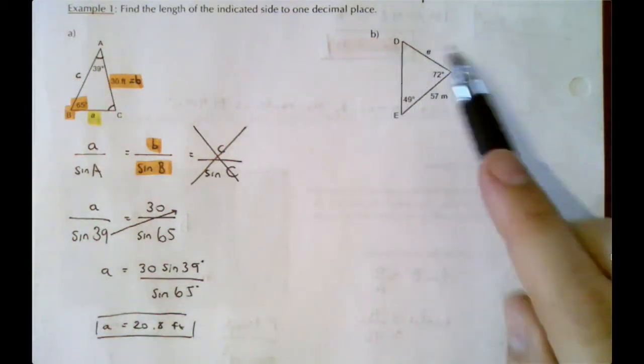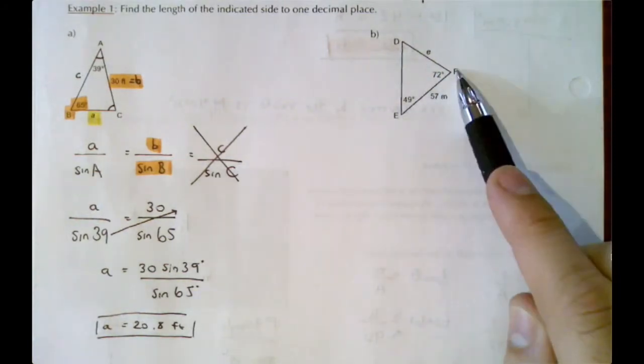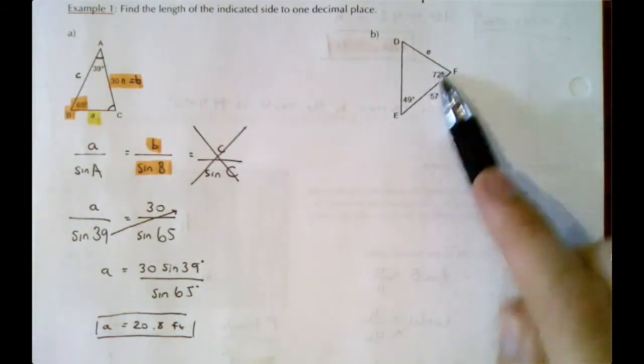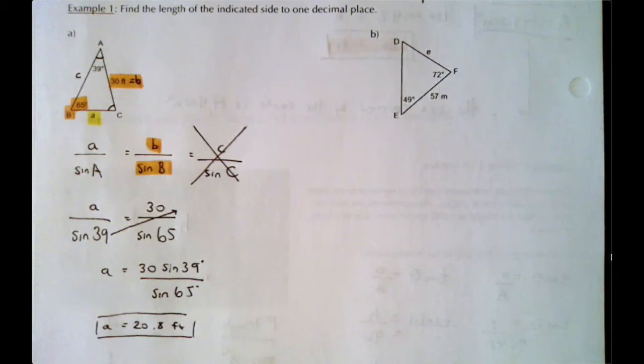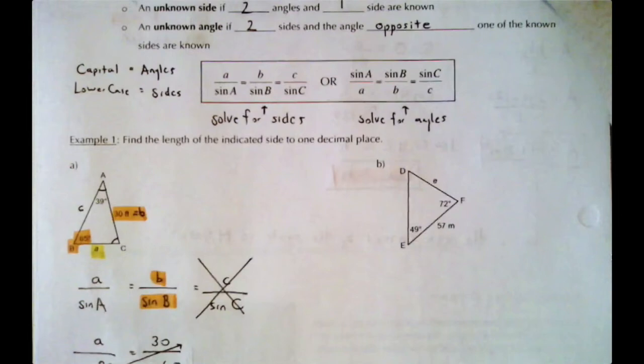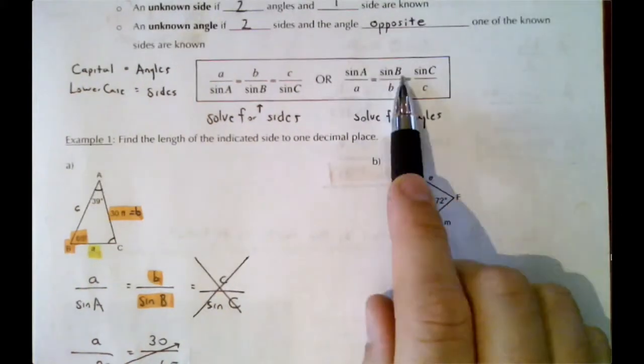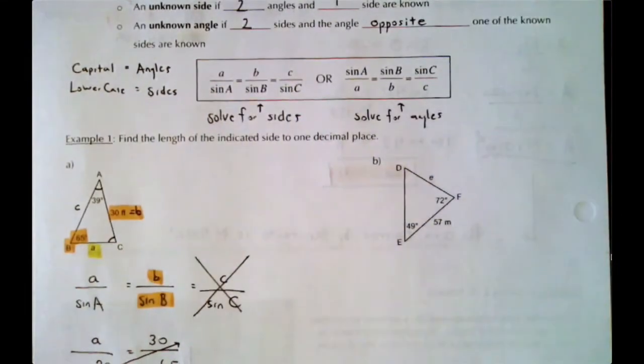Question B has triangle DEF, and we have 2 angles and a side. And earlier it said if we had 2 angles and a side, we could use sine law. So let's write a sine law using the letters D, E, and F. Now, if we go back up here, we had A, B's, and C's. We don't have any of the letters D, E, and F.